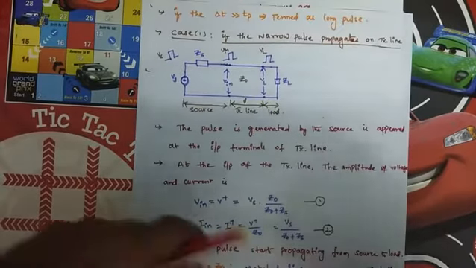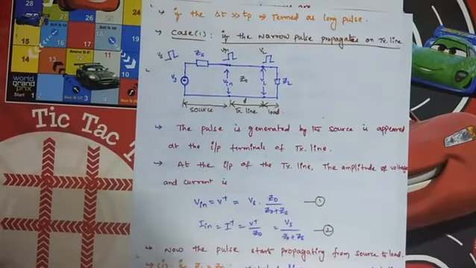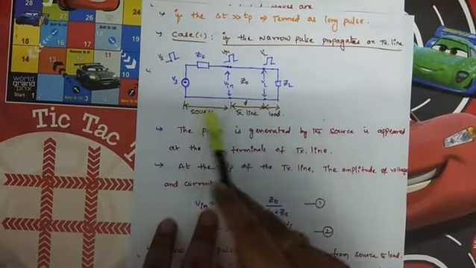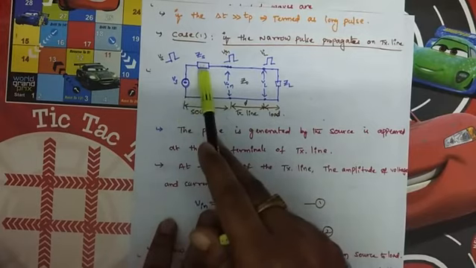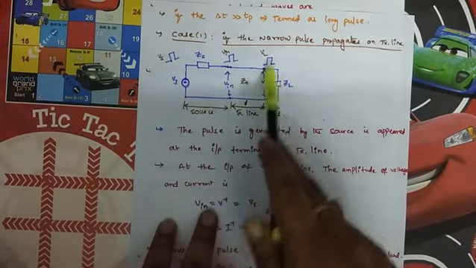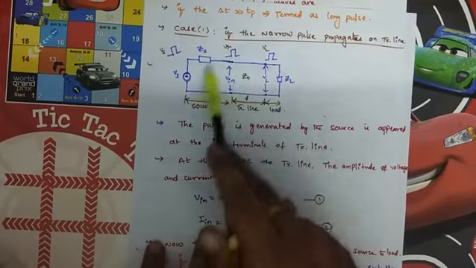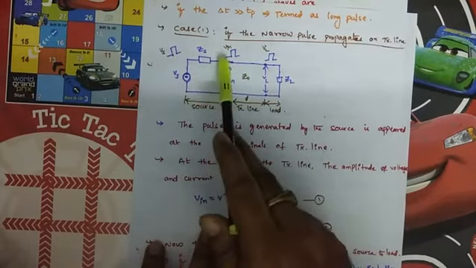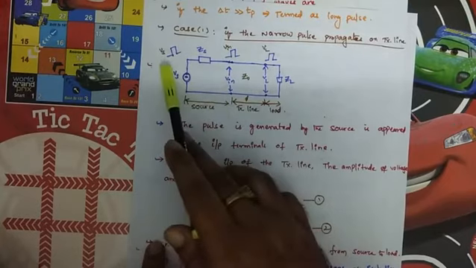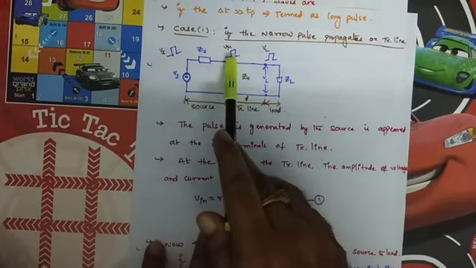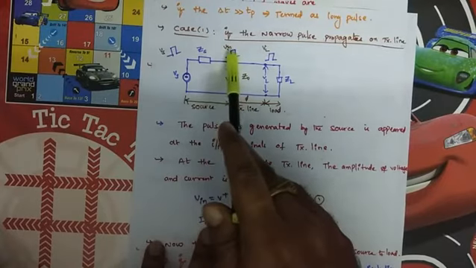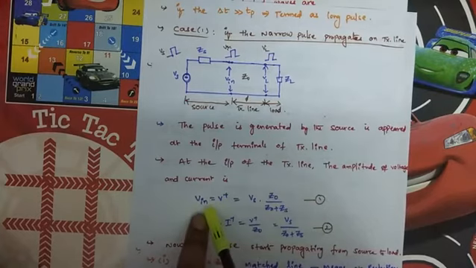Now case 1: the narrow pulse. When the narrow pulse is propagating on the transmission line, what will happen? I am taking the same circuit diagram again: source, source impedance, the transmission line part and the load part. The switch is closed at t equals 0 and the pulse is transmitted. The pulse is generated by the source and appears at the input of the transmission line. The input voltage Vin is the same as V plus.